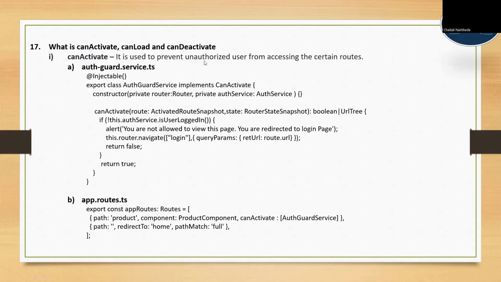To implement that, you have to create one service, authguard.service.ts, in which you need to implement the CanActivate interface. The CanActivate interface has a canActivate method. You have to provide some implementation in this method to validate whether your user is authorized or not. Then you have to make some changes in the app.route.ts file. You have to decorate your path with canActivate and provide your service name, whatever you have created, the authguard service, that will validate your user.